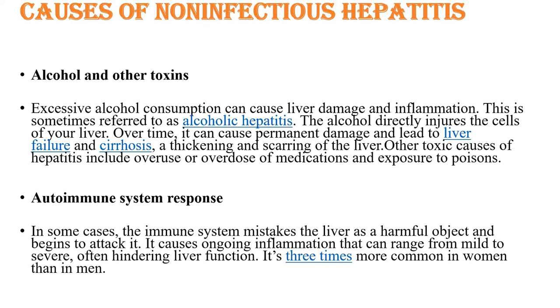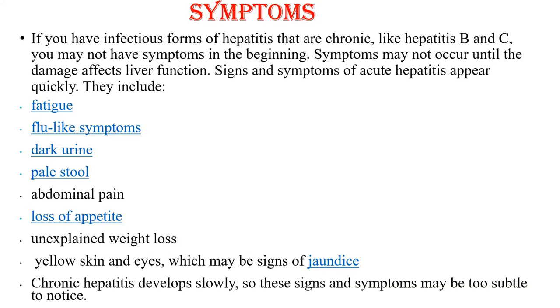Now the next point is autoimmune system response, which was explained by me in the previous part of this lecture. In most cases, the immune system mistakes the liver for a harmful or foreign body and begins to attack it. It causes ongoing inflammation that can range from mild to severe, often hindering liver function. It's three times more common in females than in males. Here, the body's own hepatic cells are destroyed by the immunity of that particular patient.